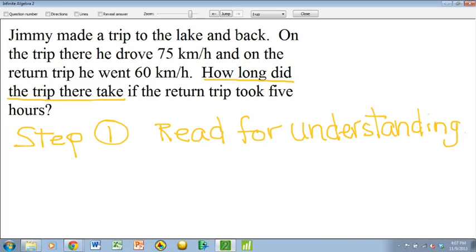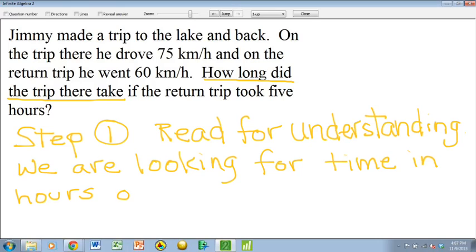The question we're really trying to answer here is how long did the trip there take? So let's write that down. We're looking for the time in hours of the trip to the lake. So we understand the problem and what we're trying to find. Read the problem as many times as you need to really understand it, because to move on before you understand the problem, very unlikely to get the right solution.